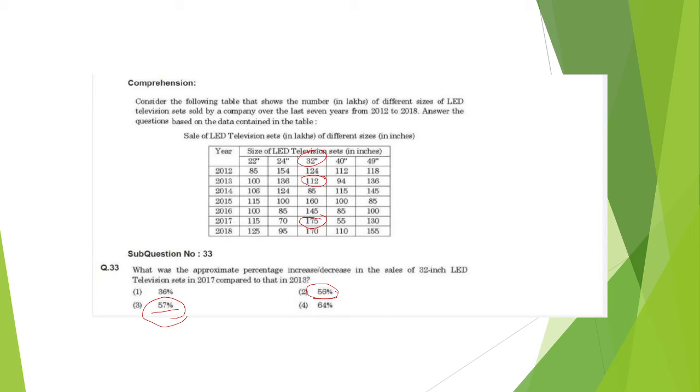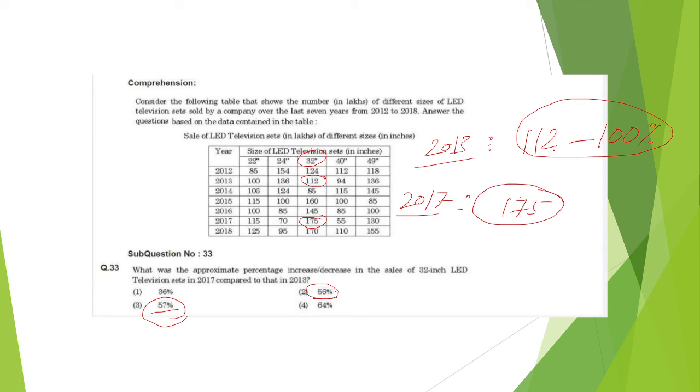What is the amount of sales in 2013? In 2013, sales are 112. Suppose it is 100 percentage. We have to take the initial one as 100 percentage. In 2017, what was the production? 175. How much was increased? 112 is 100 percentage. That means 63 is increased. 100 percentage plus something increased. What was the increased percentage?